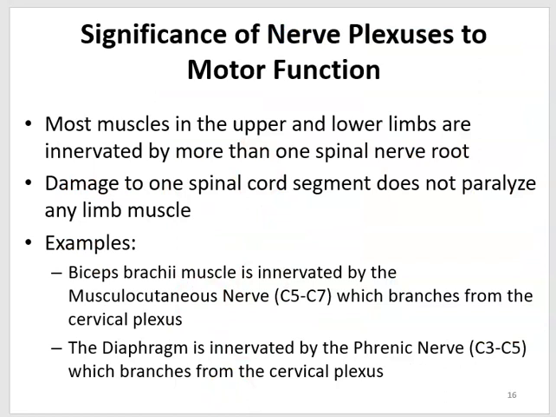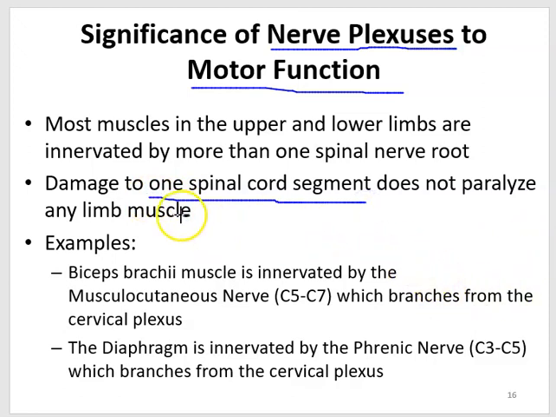So the significance of the fact that there are plexuses of spinal nerves, at least in terms of motor function, is that most muscles in the upper limb and the lower limbs have innervation from more than one spinal nerve root. So if you had damage to one spinal cord segment, a small segment, the limb muscle won't be paralyzed. For example, the biceps brachii is innervated by a nerve that gets fibers from cervical 5 through cervical 7 spinal nerves. The diaphragm, which is really important, is innervated by the phrenic nerve, which gets fibers from spinal nerves cervical 3 through cervical 5.